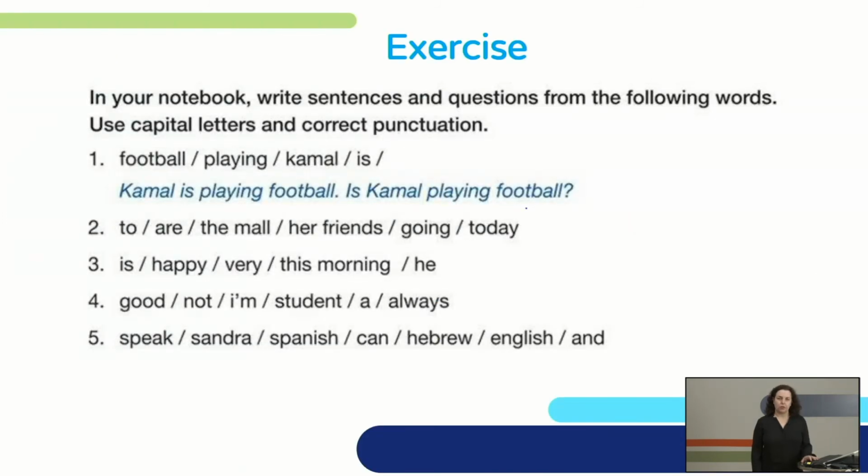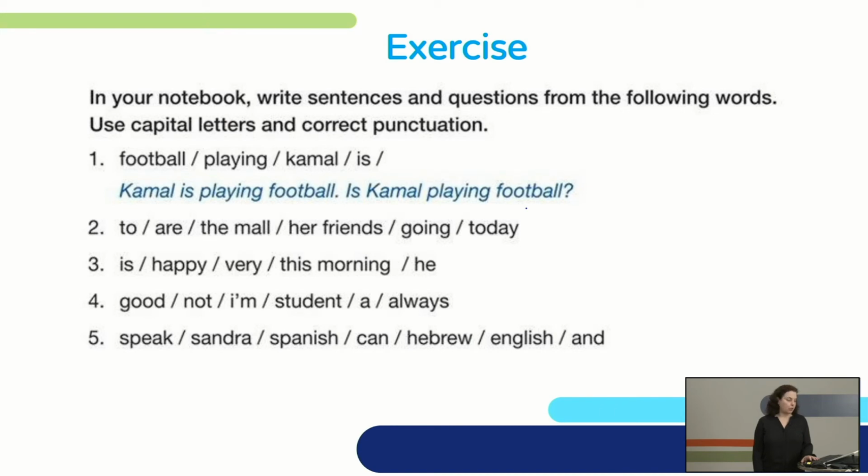Here is a short exercise for you. In the next few minutes, in your notebook, write sentences and questions from the following words. Use capitals. When do you need to capitalize? Remember: the beginning of the sentence, names of people, names of languages, the days of the week, the months of the year, and the word I. Use capital letters and correct punctuation. Don't forget to punctuate. It's very, very important.